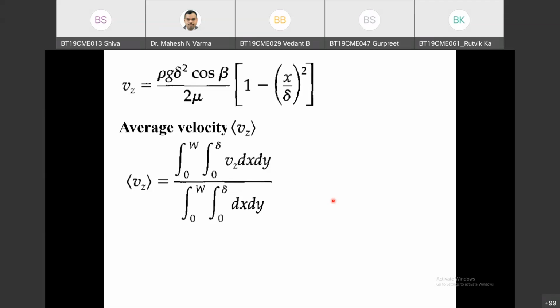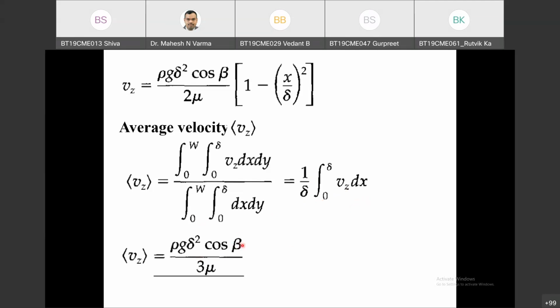Anybody got the velocity profile, average velocity? Hello, sir. Yeah, Prithvi? Sir, it came out to be rho g delta square cos beta divided by 3 mu. Okay, this is one and the same thing, 1 upon delta, so rho g delta square cos beta divided by 3 mu. So what is the relation between average velocity and maximum velocity? 2 by 3 of the maximum velocity. This is the maximum velocity, and this is the average velocity. So the average velocity is 2 by 3 of the maximum velocity.